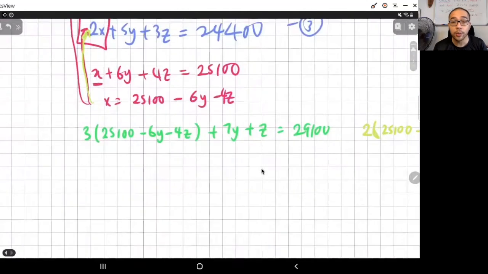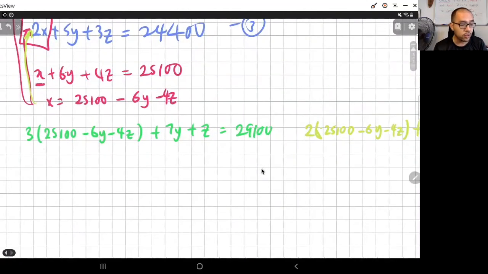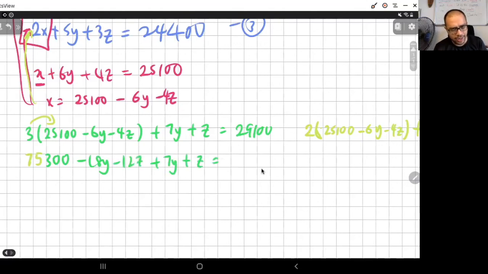Okay, you settle each one by one and you do simultaneous equations. Do I have to show this? It's very long. I must do this. Okay, fine. 3 times 25,100 is 75,300, right? 75,300 minus 18y minus 12z plus 7y plus z equals 29,100. Sorry. Okay, stop complaining.